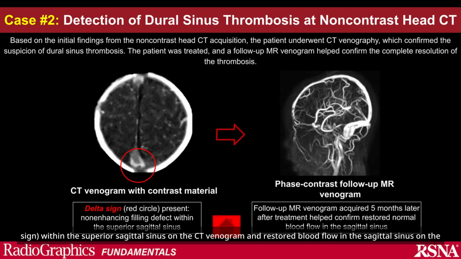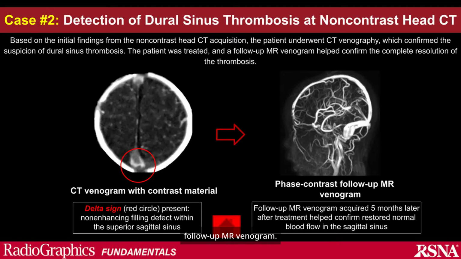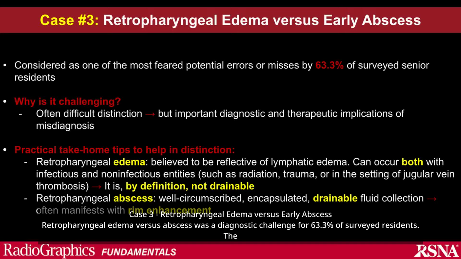Key imaging findings included a non-enhancing filling defect, delta sign, within the superior sagittal sinus on the CT venogram, and restored blood flow in the sagittal sinus on the follow-up MR venogram. Case 3: Retropharyngeal edema versus early abscess.